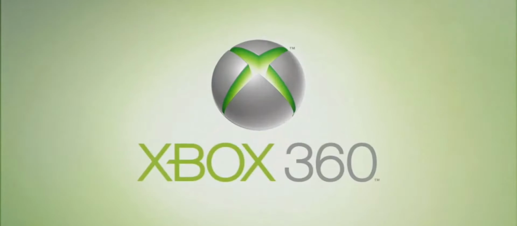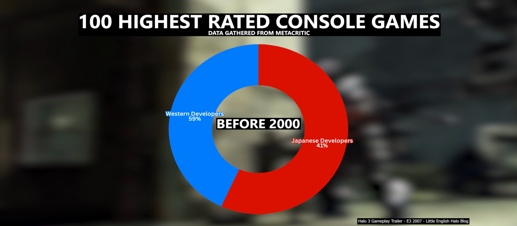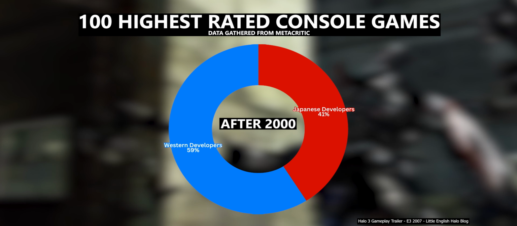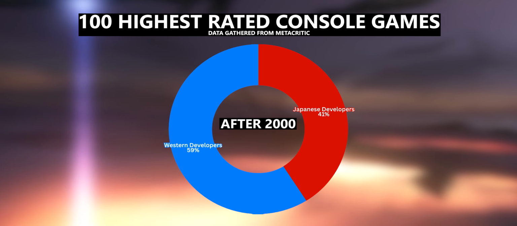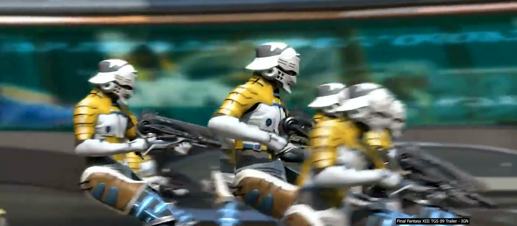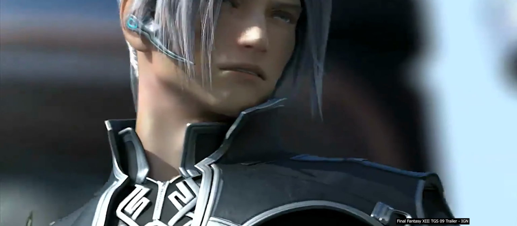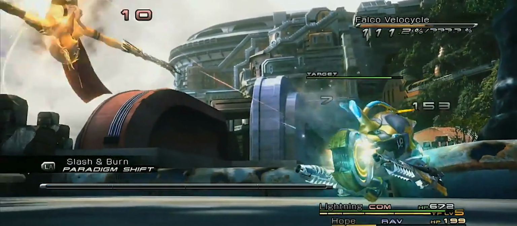This generation saw a major shift in the video game industry. Japanese developers, who have been the dominant creative force in the industry, started to lag behind Western developers. It's not that Japanese developers forgot how to make great games. This is a simple matter of numbers. There are more people working from multiple Western countries than a single country of Japan. More people equals more ideas.